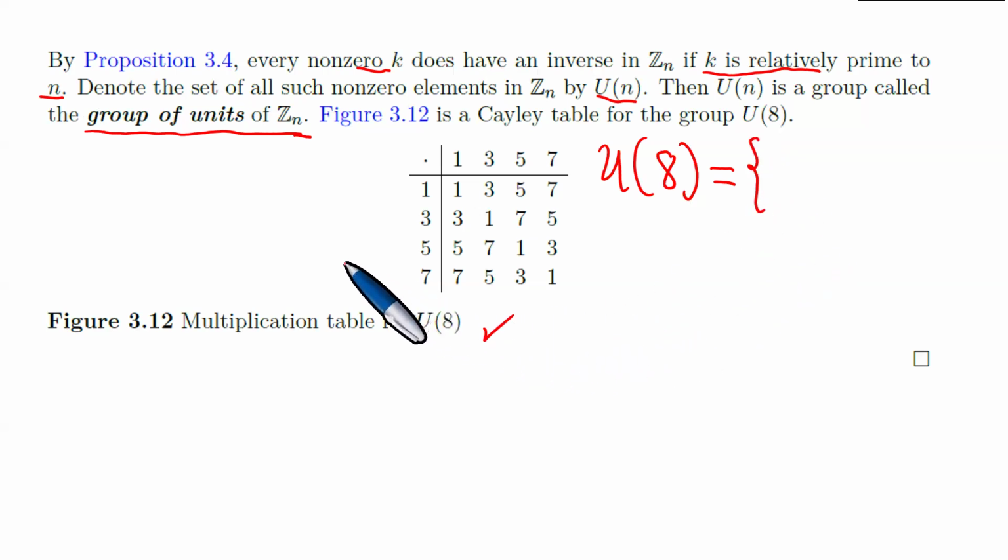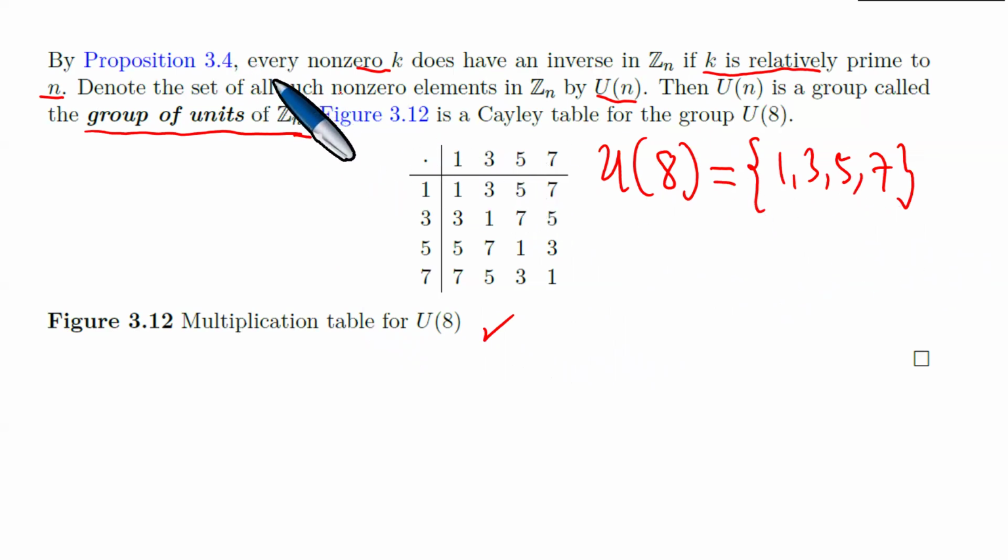The group of units of Zn. So in other words, we are dealing with the group of units of Zn. So now let us deal with the group of units of Zn. How do we find the group of units of Zn? So this group of units of Zn, U8, how do you know the elements in this set? We're saying the elements are 1, 3, 5, 7, but I want to discuss how we arrive at these.